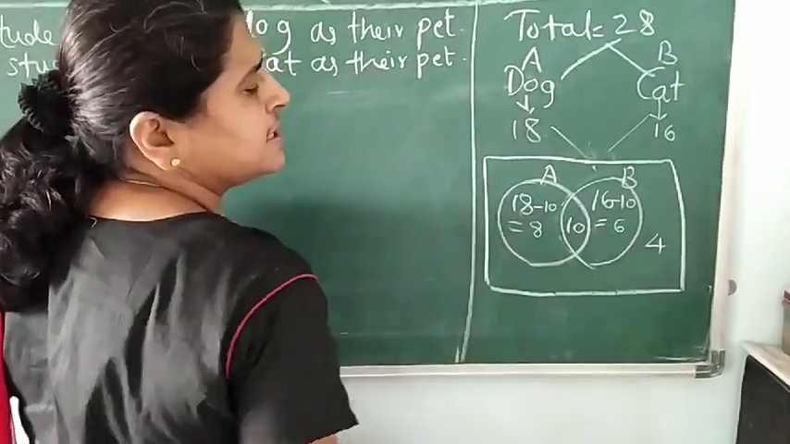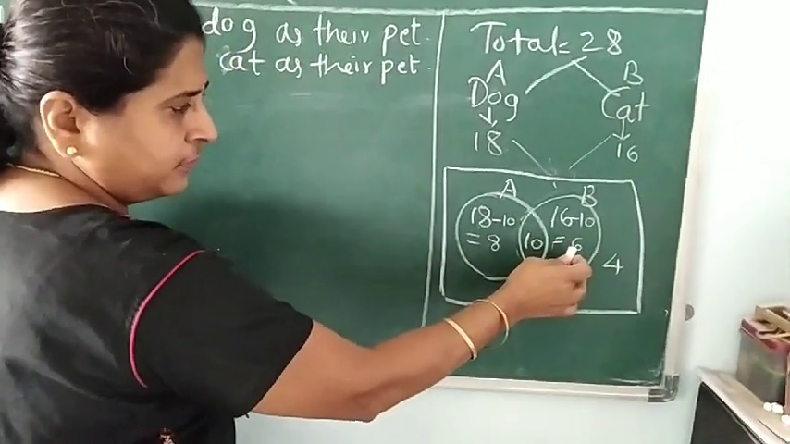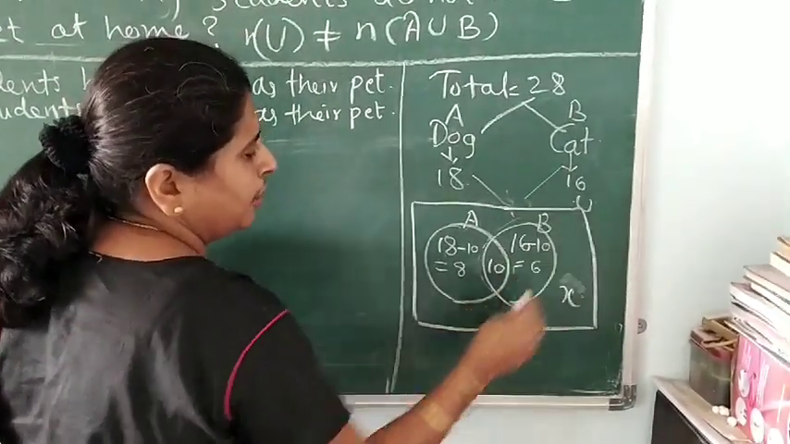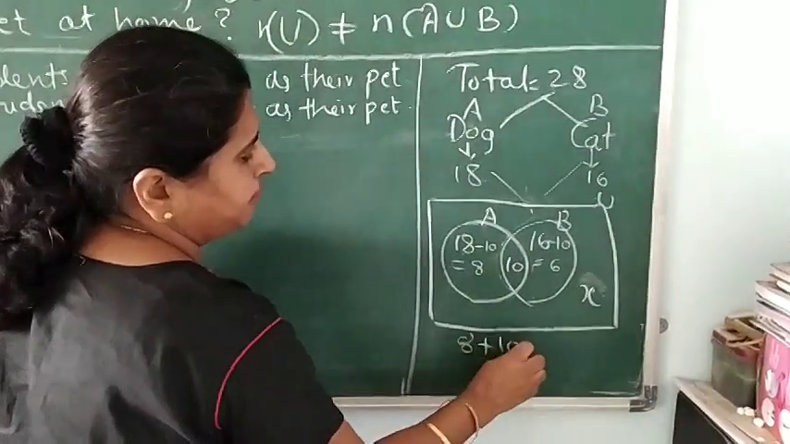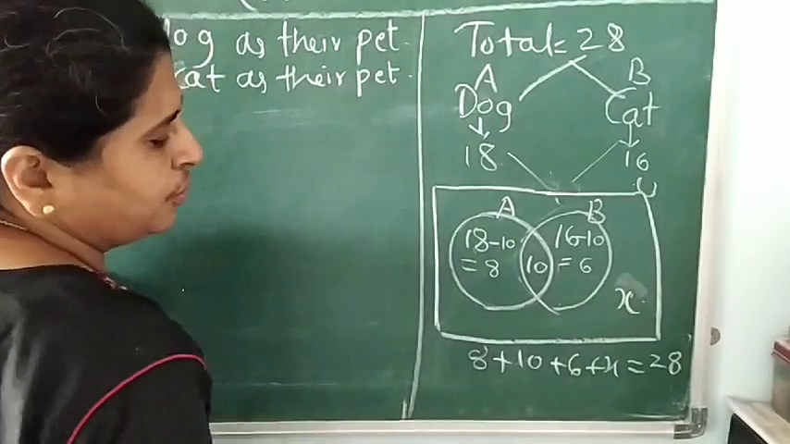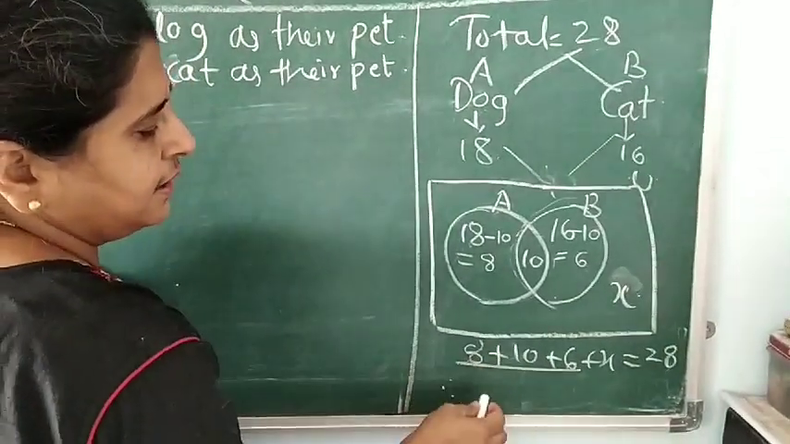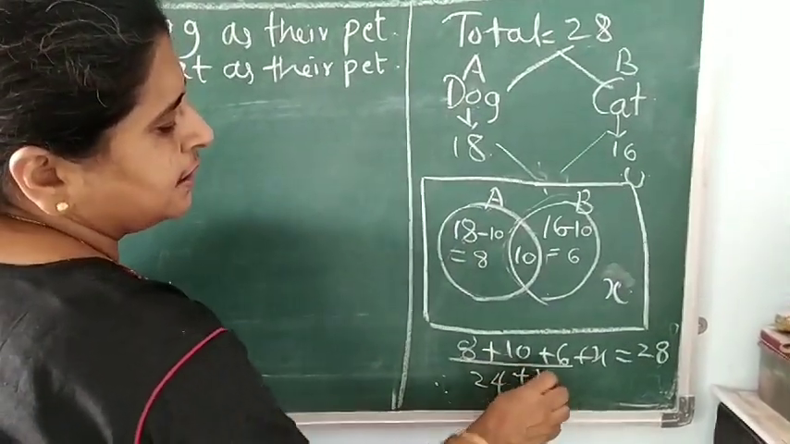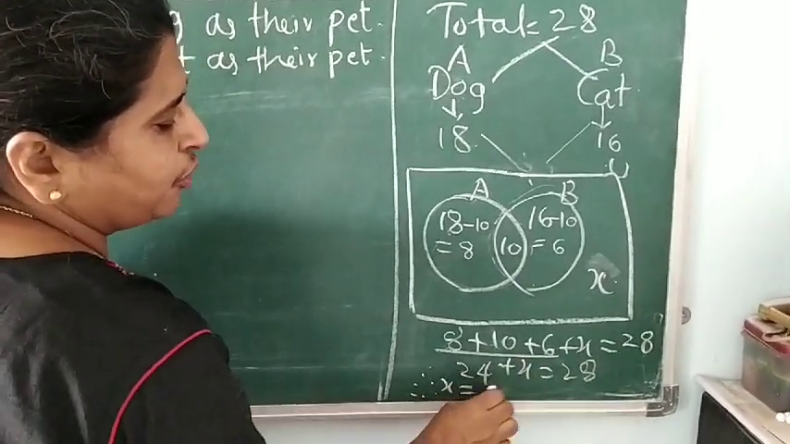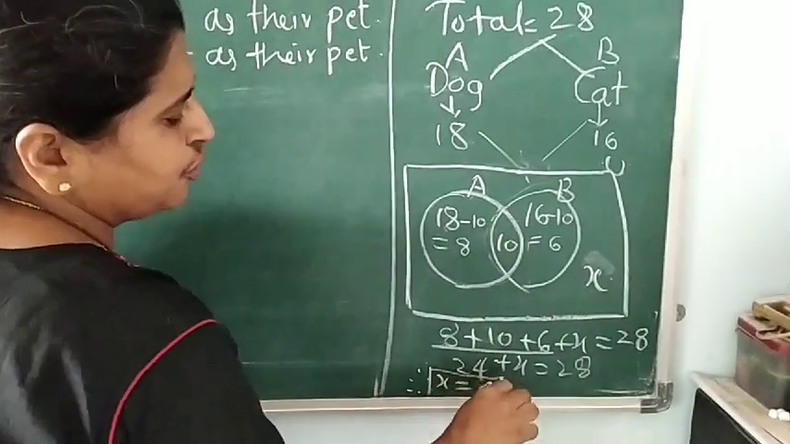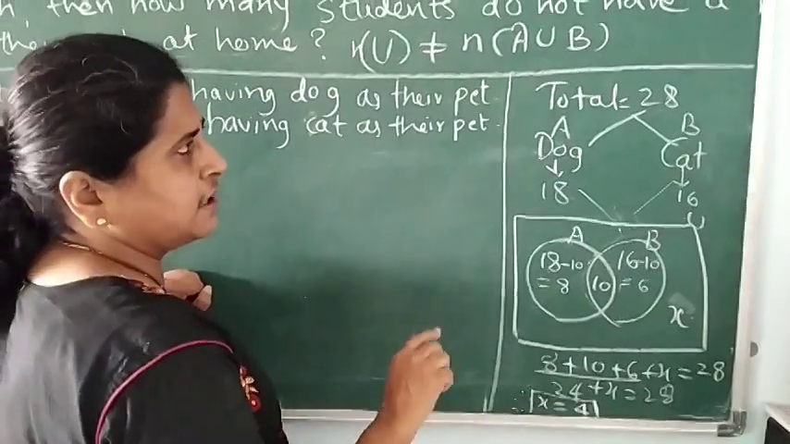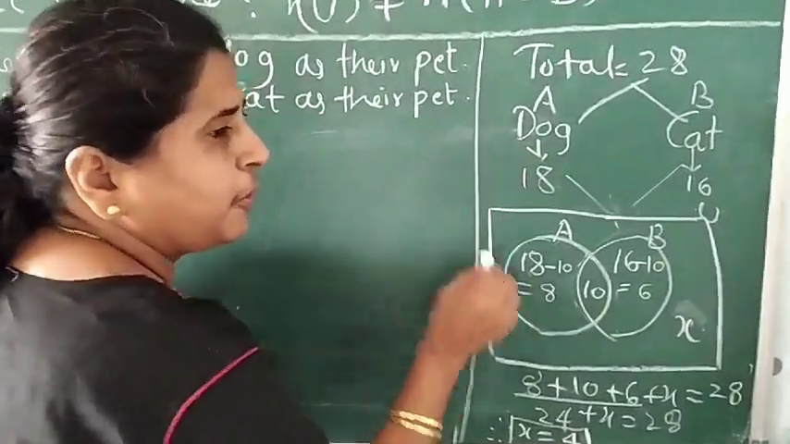We have seen the total of this is 24. So if we say X here, and this is U, then 8 plus 10 plus 6 plus X is going to be 28, all the students. So the total of this, as we have seen, is 24 plus X, and it is 28. So what is the value of X? X is subtracting 24 from 28, we get 4. So 4 students are having neither a dog nor a cat as their pet animal. This we have solved with the help of the Venn diagram.